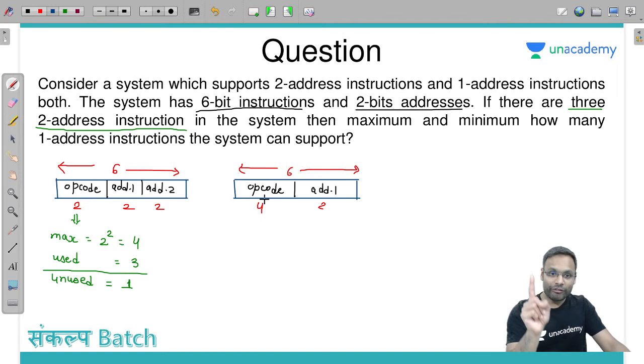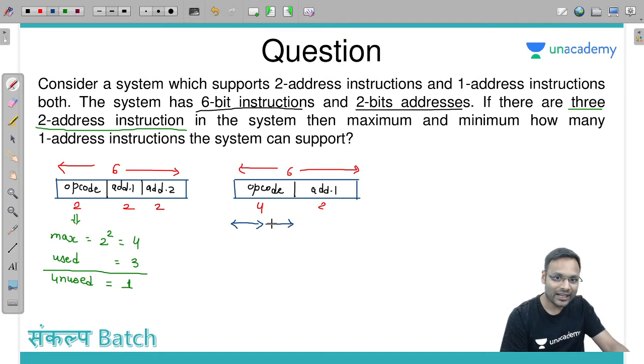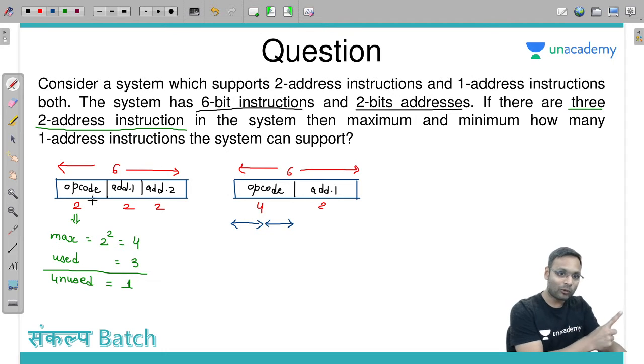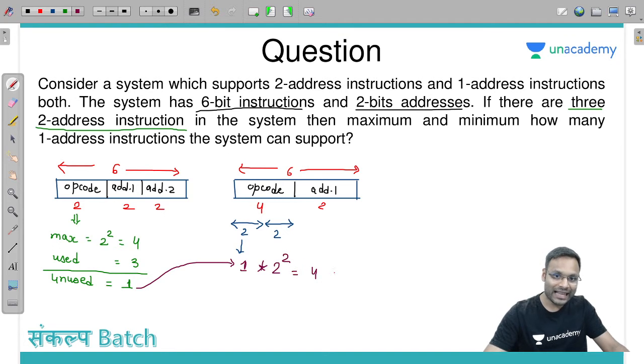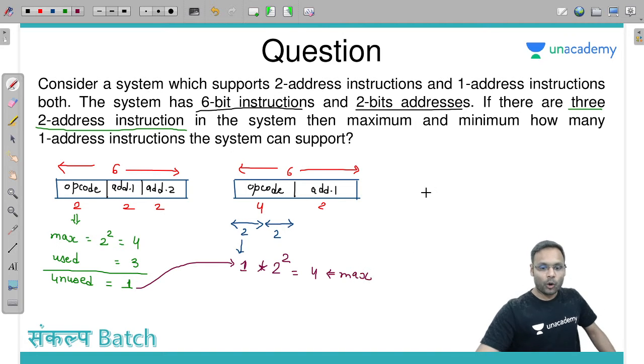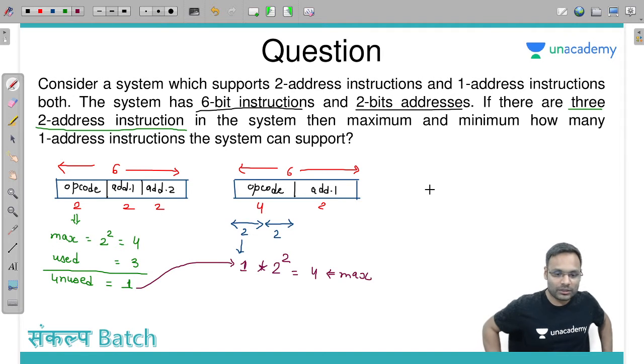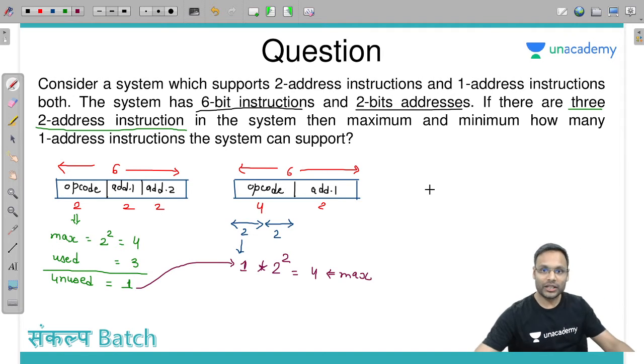This next level will be divided into 2 parts. ये 4 बिट को आपको 2 पार्ट में डिवाइड करना है. क्या है 2 पार्ट? Previous level opcode bits 2. Remaining 4 minus 2, 2. From these 2 bits, how many unused combinations are we getting from the previous level? 1. Into all the combinations of 2 bits. Binary, all the combinations of 2 bits is 2 power 2, which is 4. That is the maximum 1 address instructions possible. Right? So maximum 1 address instructions are 4.